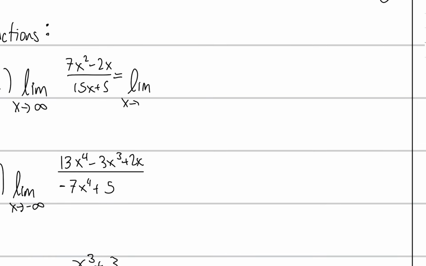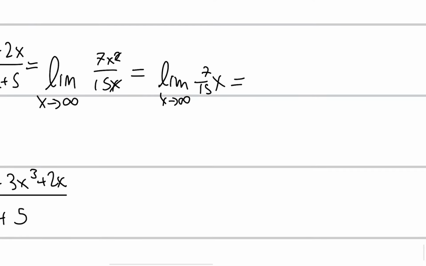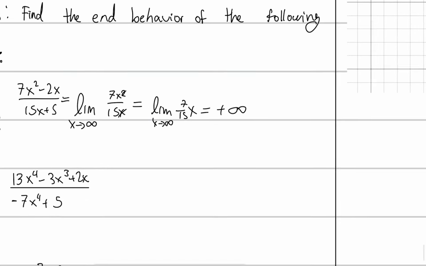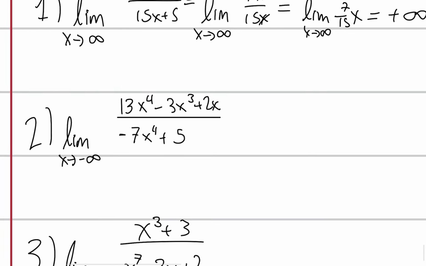Remember, this is describing end behavior of the function. So end behavior to the right, which is positive infinity, is a rational function. So this just becomes the ratio of the leading terms. But we notice that this cancels out. So we just get the limit as x approaches infinity of 7 over 15x. What is that? Well, since we just have an x, that's just going to go to positive infinity, right? Another way to think of it is that this is the linear function, right, with a positive slope, so it's going to go to positive infinity.